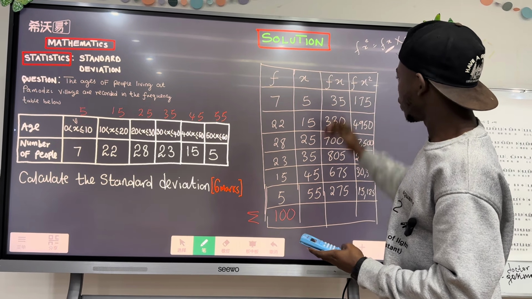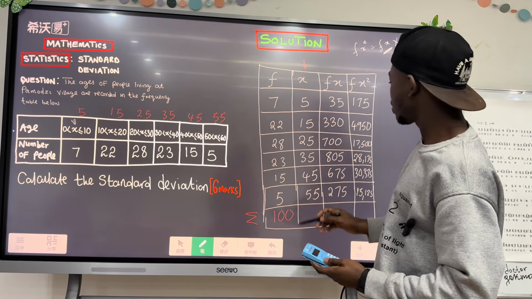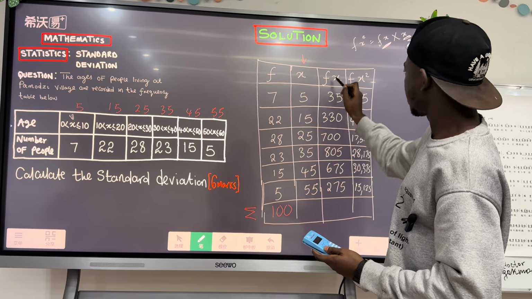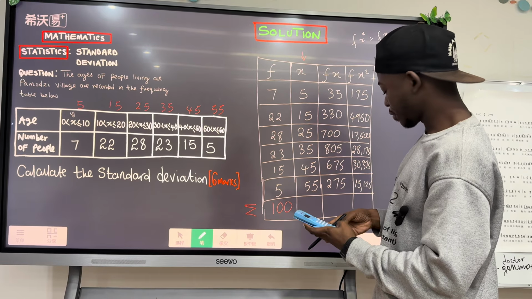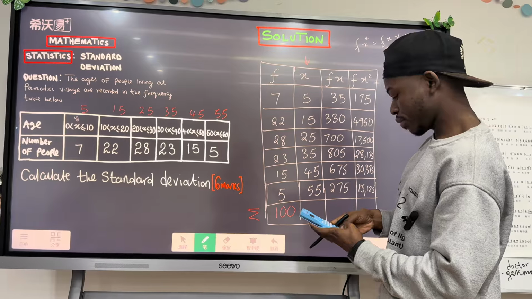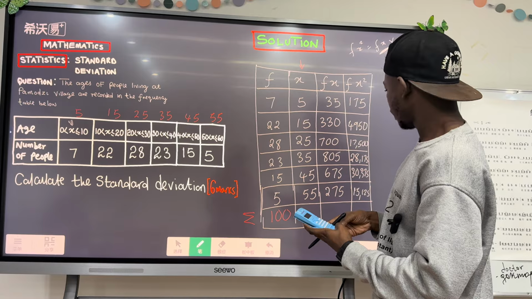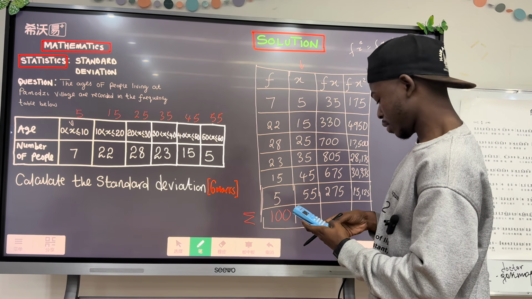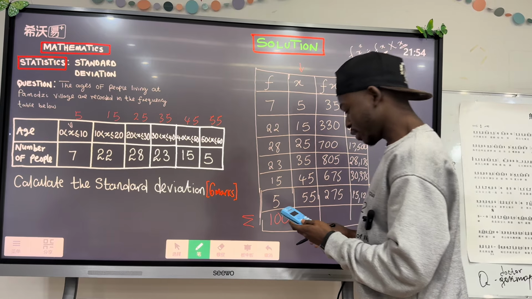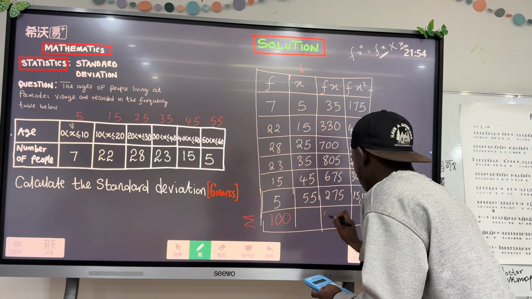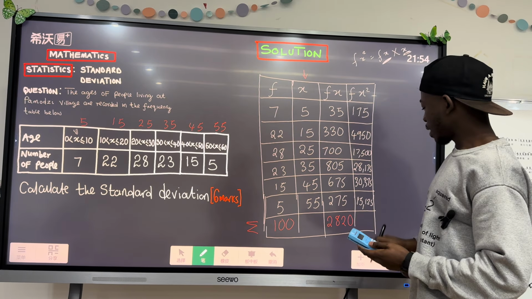We don't need to add the x's because it doesn't even appear in the formula. We are only interested in the summation of f, summation of fx, and summation of fx squared. So let's add fx. So 35 plus 330 plus 700 plus 805 plus 675 plus 275. So I'm getting 2,820.